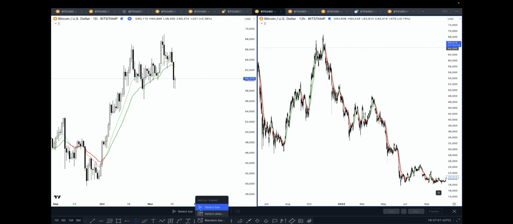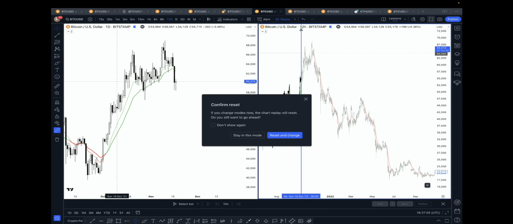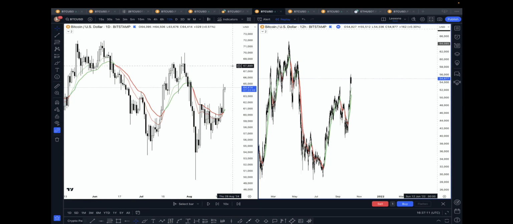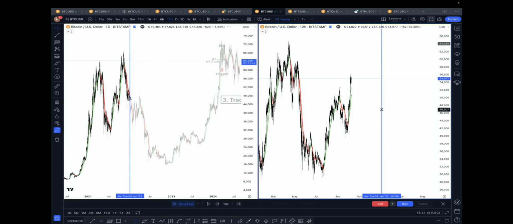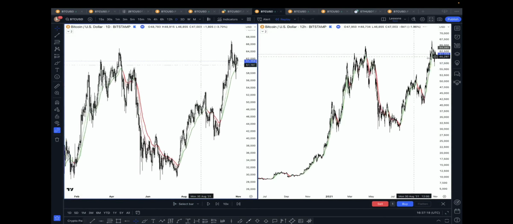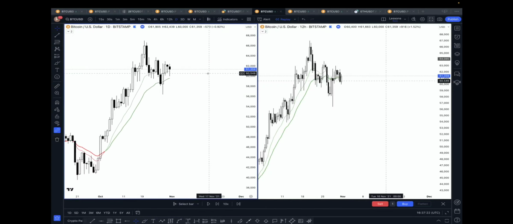If I use both, let me see. No, hold on. All charts, there we go. And they're at the same place here. So we look at the daily over here. All right, here we go. And we've got the 12-hour open. So we play them along, and you'll see this.